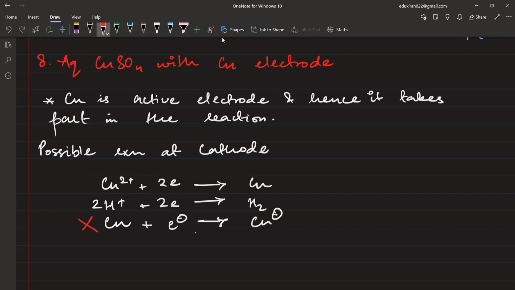And when we are going to compare copper 2 plus and H plus, so copper is going to have what? Positive, and this is going to have 0. So the preferred reaction at cathode is what? This reaction, yes or no? Please tell me, guys. Yes, sir. Copper 2 plus. Okay.